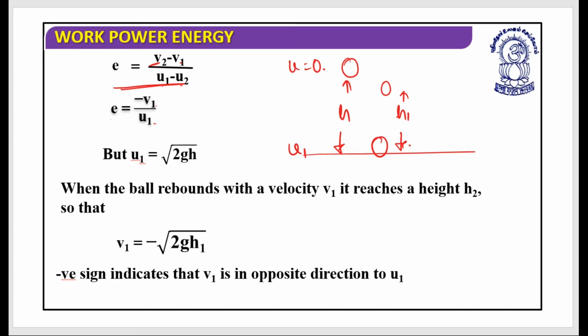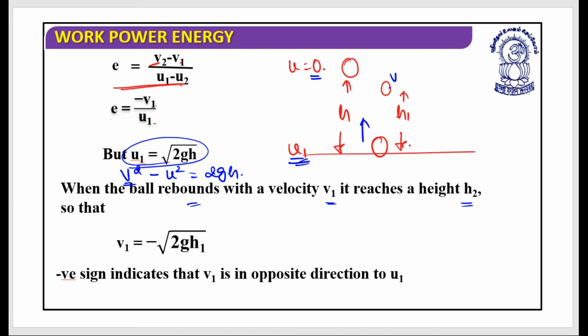According to the motion in a straight line, we have this relation. If you remember this, it's v square minus u square equals to 2gh. Initially it was 0, so the final velocity that I have mentioned as u1 is equals to root 2gh. When the ball rebounds, it is moving in this direction. So this is the velocity of separation. Yes, it rebounds with a velocity v1 and it reaches a height of h1.